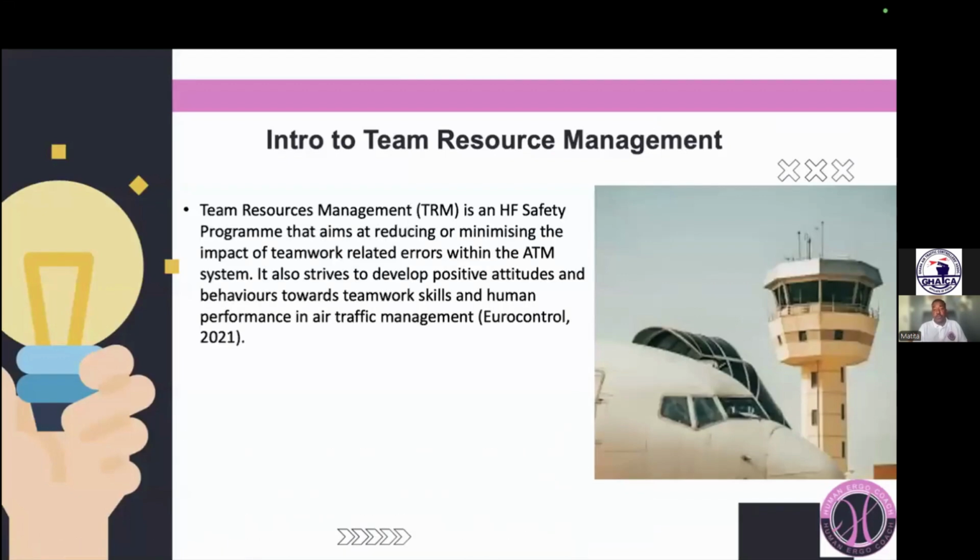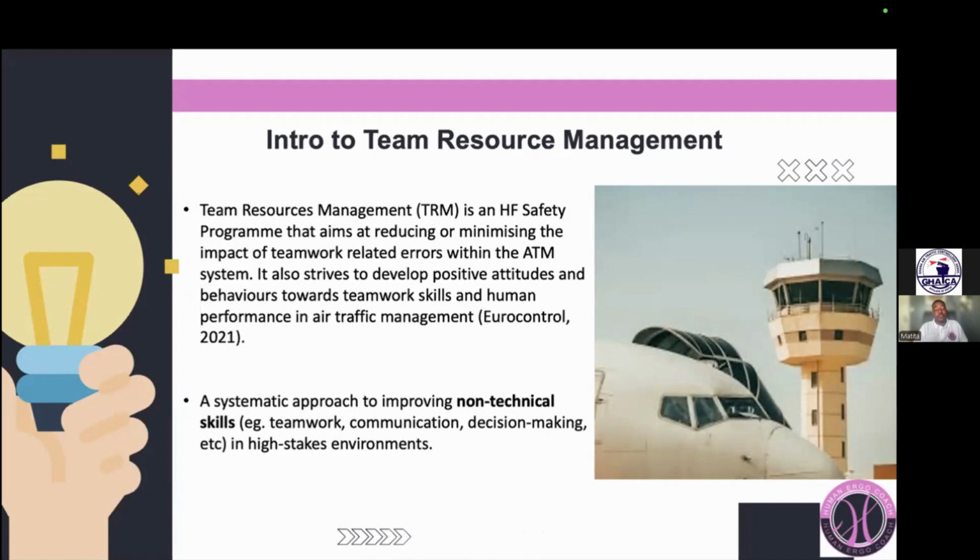So I'm just going to share with you the definition by Eurocontrol. TRM is a human factors safety program, as Max and Dorinda have said. This is a safety program that aims at reducing or minimizing the impact of teamwork-related errors within the ATM system. And it also strives to develop positive attitudes and behaviors towards teamwork skills and human performance in air traffic management.